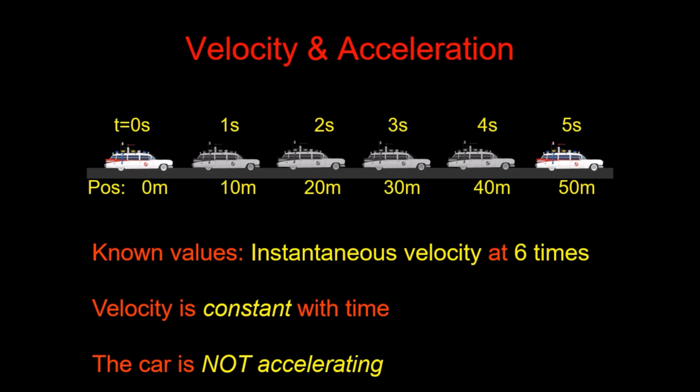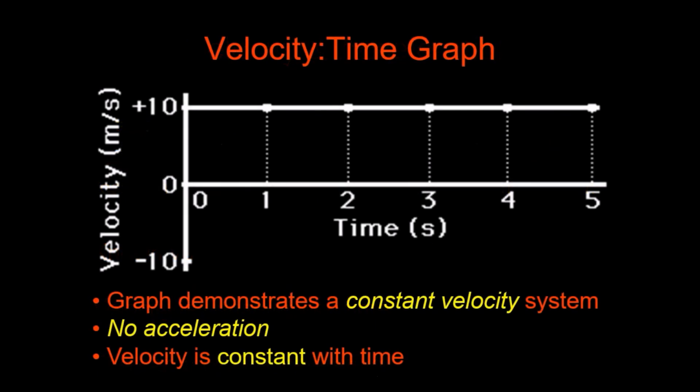So here we have 6 different data points. This means our velocity was constant with time. The velocity was not increasing. That means the car was not accelerating. If we were to plot a VT graph, you should really know the form of a graph like this. Our velocity time, VT graph, with no acceleration will look like this, with this nice flat line sitting at exactly 10 meters per second. Velocity here is constant with time.